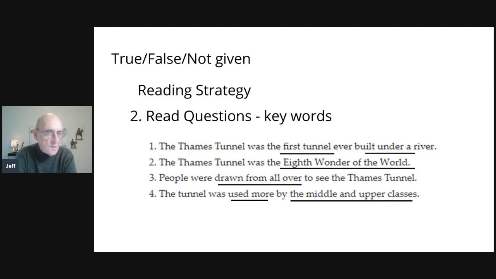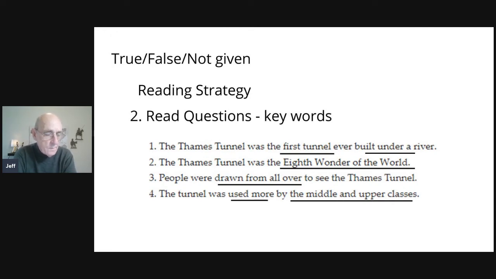In number one, the Thames Tunnel was the first tunnel. I'm going to underline first tunnel because first is a good adjective that gives us a clue. I'm not looking for information about the second tunnel or the last tunnel. I'm looking for information about the first tunnel. And then my second key is going to be built under a river. So that location, that information is very important information. I'm looking for a tunnel that was built under a river.